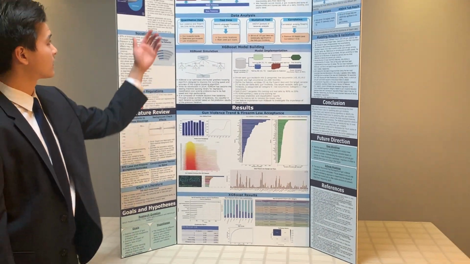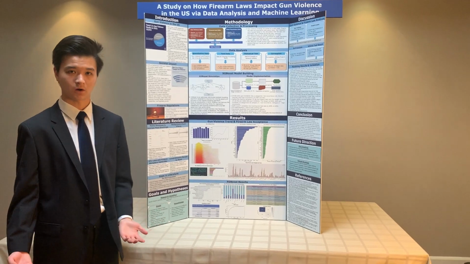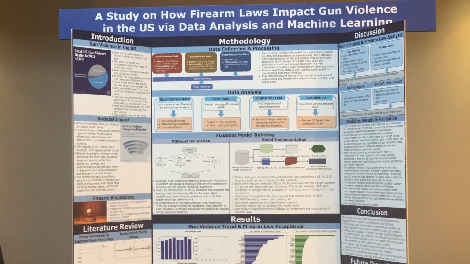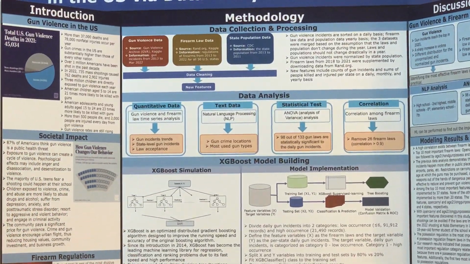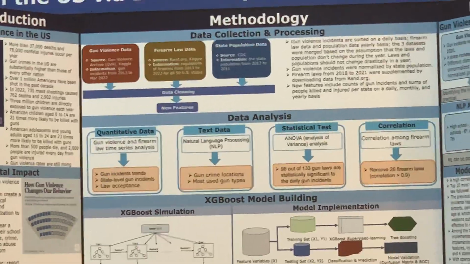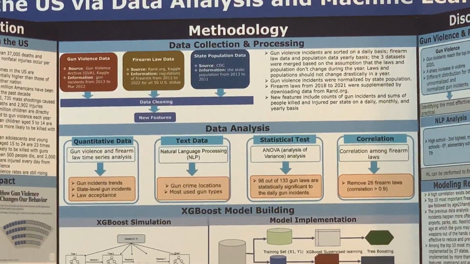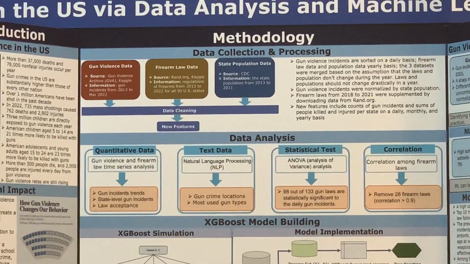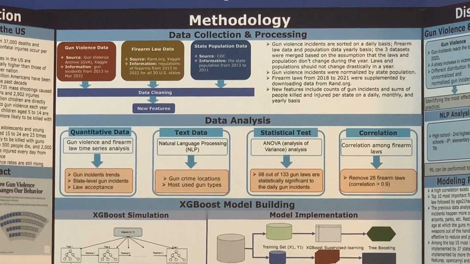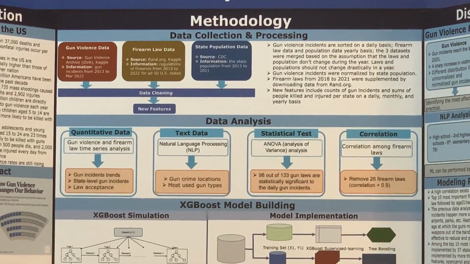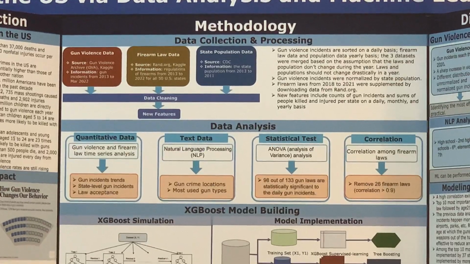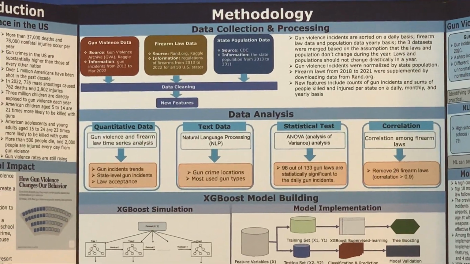First, my gun violence data came from the Gun Violence Archive in Kaggle. My firearm law data came from Rand.org in Kaggle. And lastly, my state population data came from the CDC, or Center for Disease Control. When I was merging these data sets, my gun violence data was sorted on a daily basis. However, my firearm law data and my state population data were sorted on a yearly basis.